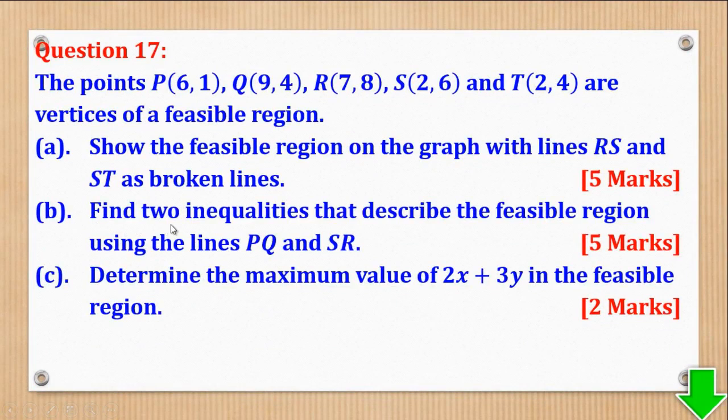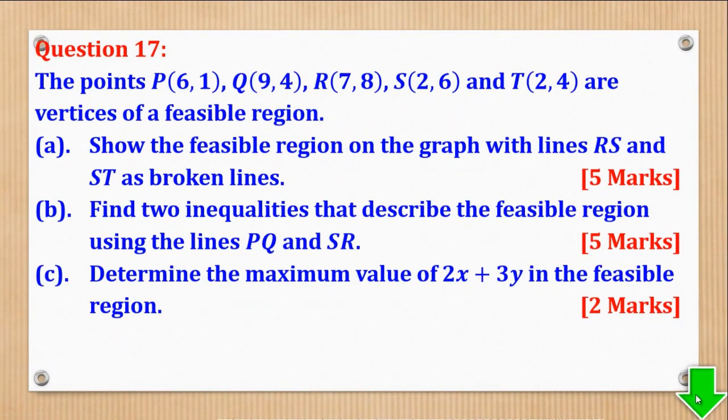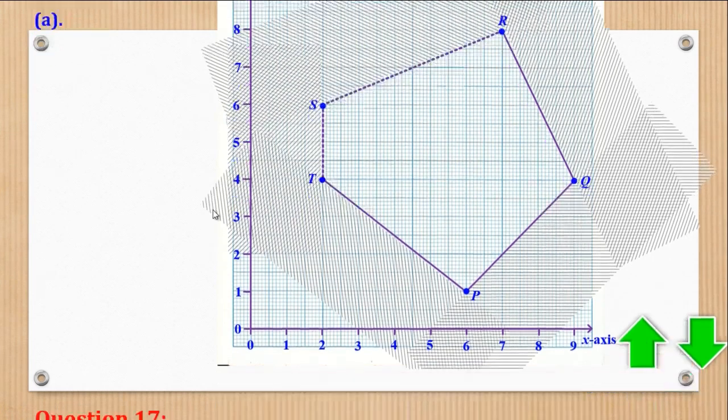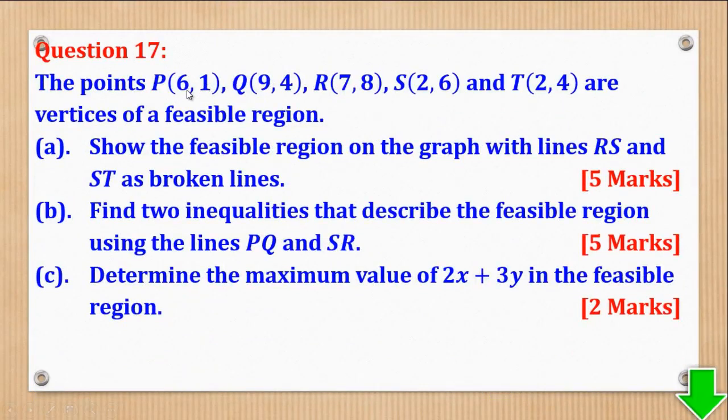Part B said find two inequalities which describe the feasible region using the lines PQ and SR. PQ, and also SR. Now what we are going to do, we are going to first get the equation of a line given those two points. So PQ, the points are (6, 1) and (9, 4). So let's first use those two points to get the equation of that line.